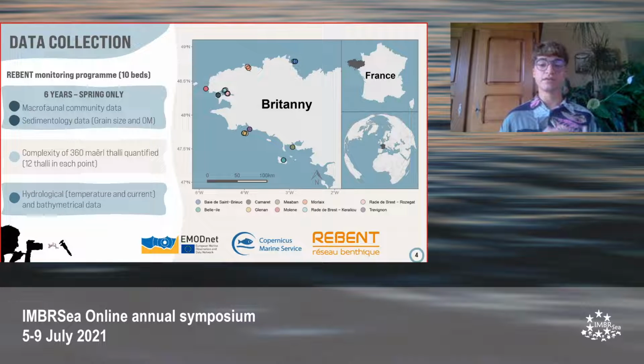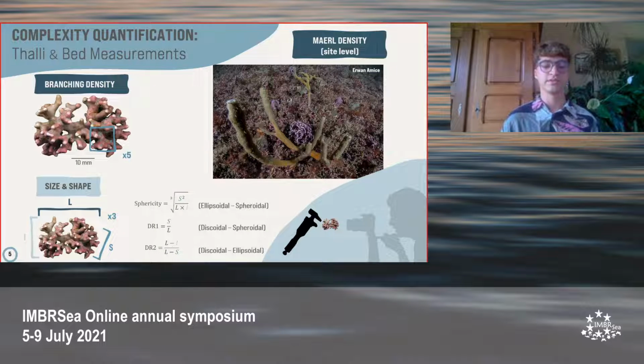The complexity was quantified through common thalli-specific morphometrics that have been previously suggested as important to the associated fauna. First, the mean branching density was measured by randomly placing a 1 centimeter quadrat on top of the algae 5 times and counting the apical branches that are contained in it. Then, the largest diameters of the 3 main axes of each thallus were measured 3 times with a vernier caliper. The largest, intermediate, and smallest diameters were then used to calculate sphericity and 2 other diameter ratios that describe rhodolith shape from discoidal to ellipsoidal and spheroidal.